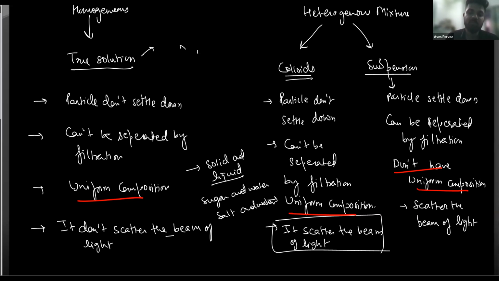True solution does not scatter the beam of light. Colloid scatters the beam of light. Suspension scatters the beam of light. Both of them are scattering the beam of light, and that's why they are considered heterogeneous mixtures.